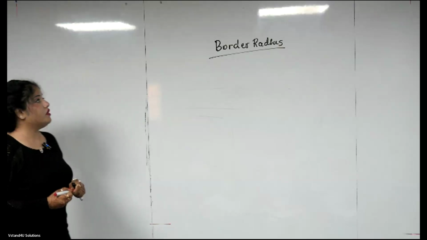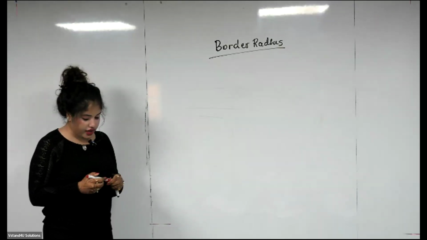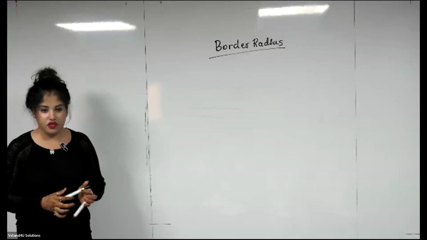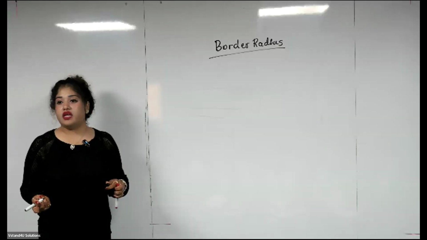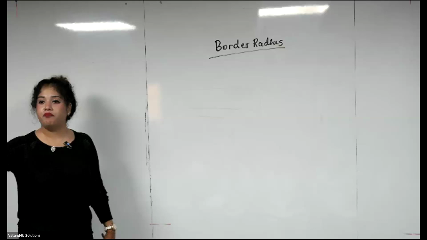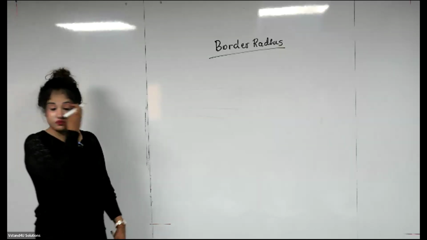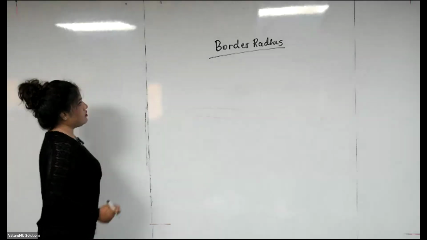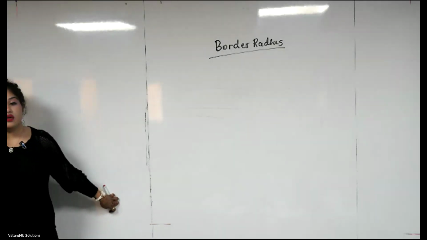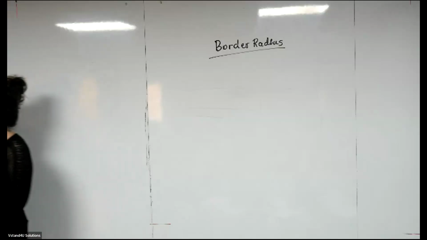Okay. See, whenever I used to write something called border, yes or no? Now, you people have placed this side. Come and sit here. Okay. What is the topic? The topic is border radius.